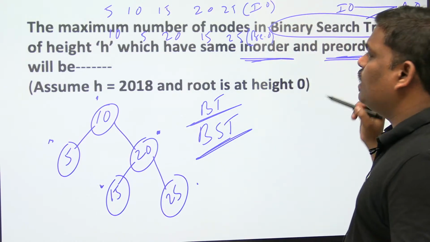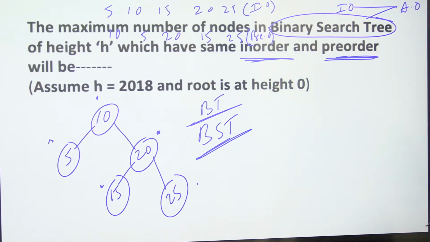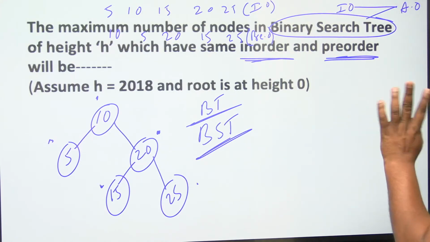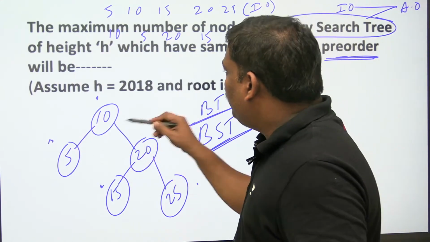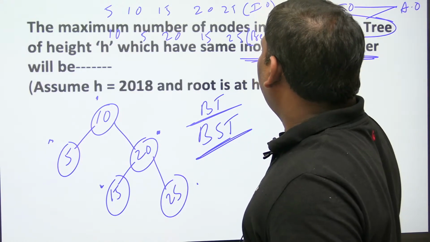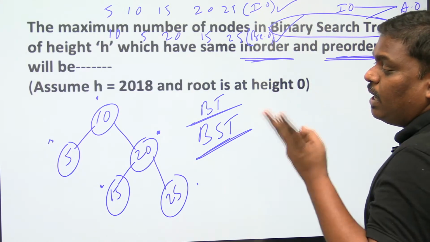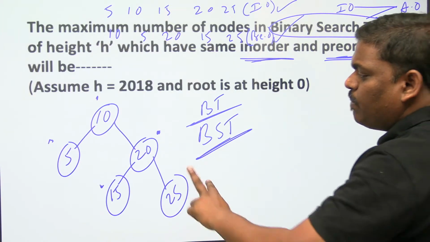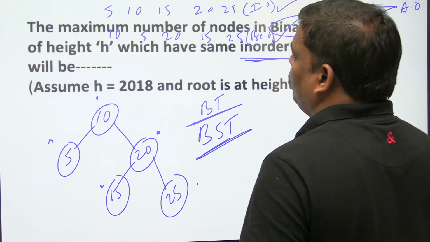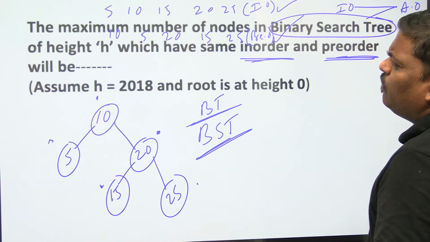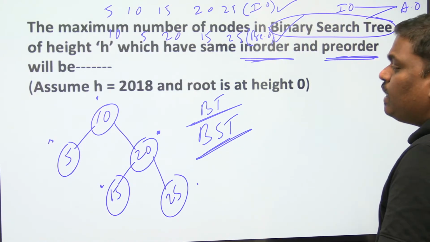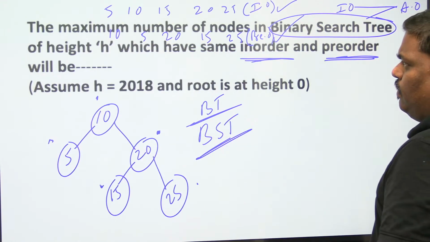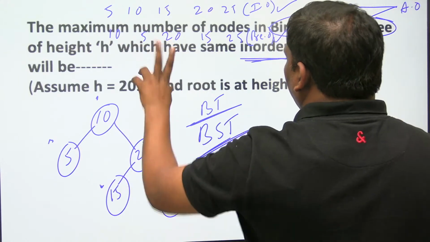So if you observe clearly, what he is saying is the maximum number of nodes in a binary search tree of height h which have same in order and pre-order. See, it is a BST, but in order is different, pre-order is different. Careful. But I want a binary search tree where in order and pre-order should be same. This is the BST where in order and pre-order are not same. For some trees maybe it is equal, but for the given tree, these two are not equal.